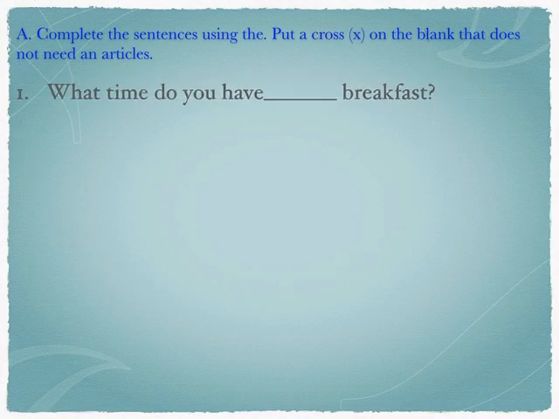Now let's see the exercise. Complete the sentences using the, and put a cross on the blank that does not need an article. Number 1, what time do you have dash breakfast? Here you have to put no article, because we have already learned that if there is the word breakfast, lunch or dinner, we do not have to use an article.